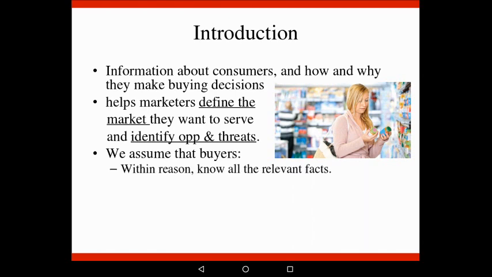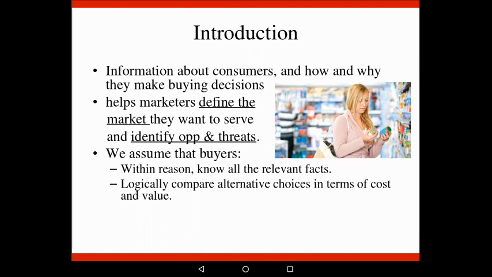Okay, so we assume that buyers, within reason, know all the relevant facts of the various products. Within reason, they know most of the facts related to the products that they buy. And we also assume that they think logically, in other words, they use their minds to compare the different choices of products in terms of how much the product costs and what value they're getting from the products. So as you can see in that image, that lady is comparing those two products. She's reading the labels, she's looking at the price probably as well, and she's comparing what she is getting for the different prices, which one has the most value and is the best for her.